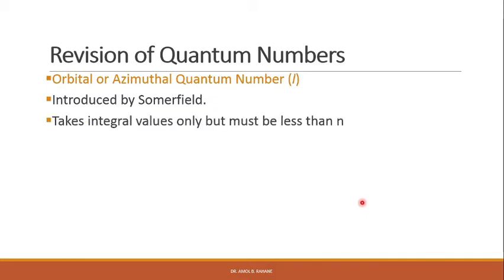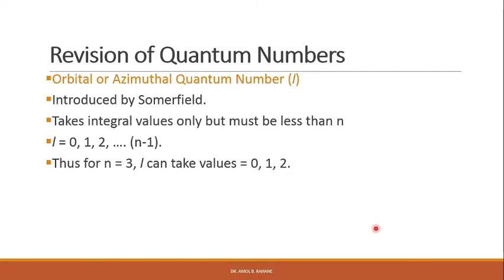So, it denotes the sublevels or subshells in the atom and it is denoted by l. This quantum number takes integral values only but it must be less than n. The number of sublevels in a given main energy level is equal to the principal quantum number n. These sublevels are indicated by azimuthal quantum number l, which can take values from 0 to n minus 1. For example, in an orbit of principal quantum number n equal to 3, there are 3 sublevels denoted by l equal to 0, 1, 2.